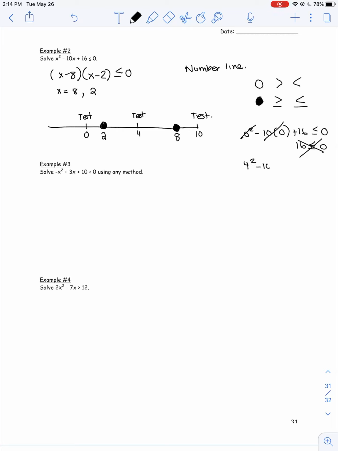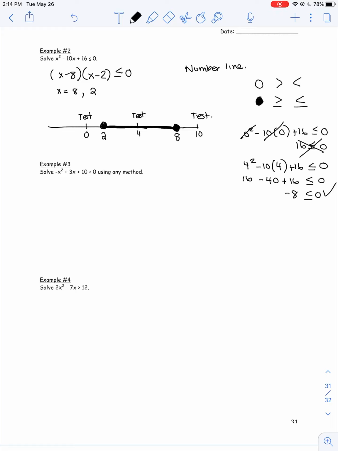Our next test point is 4. So we're going to go 4 squared minus 10 times 4 plus 16. Is that less than or equal to 0? Well, 16 minus 40 plus 16. If you put that into your calculator, you'll get -8. So -8 is less than or equal to 0, so this is true. So that means this is a solution region. So what I'm going to do is outline that line to show that this is where I want the answer to be.